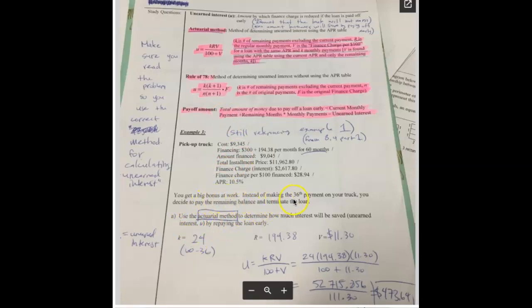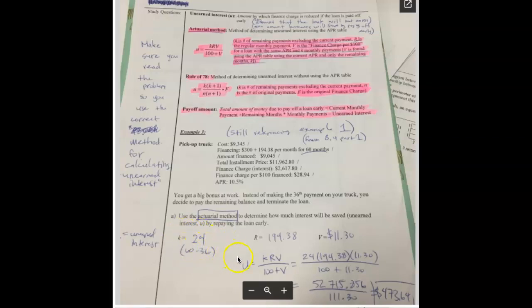you get a big bonus at work. Instead of making the 36th payment on your truck, you decide to pay the remaining balance and terminate the loan. So if it's being paid off in the 36th month and it was originally 60 months, that means there are 24 months remaining. That's what K is, the number of remaining months. Again, 60 months minus 36 months leaves 24 months remaining.